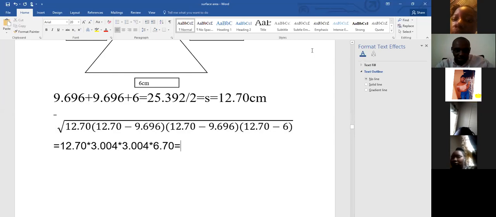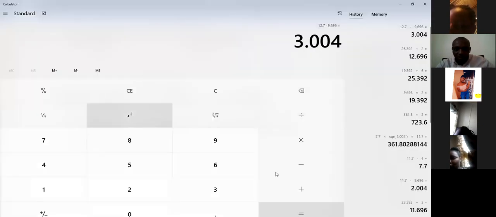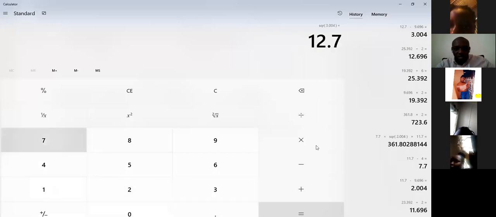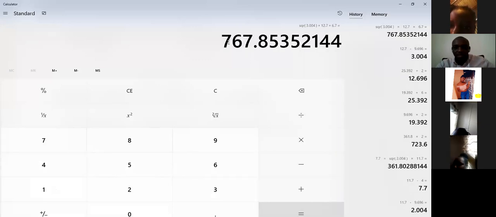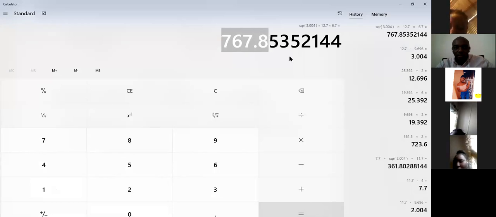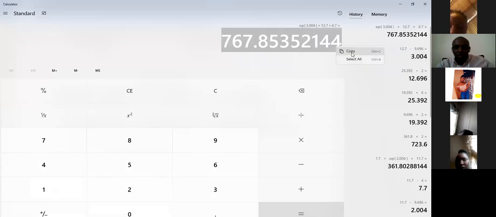Let me see, 12.70. Okay. 3.004 squared times 12.70 times 6.70. Good. This one is going to be squared times 12.7 times 6.7 is equal to, this is the answer. So let me copy the whole of this answer here. Copy. I share it with you.